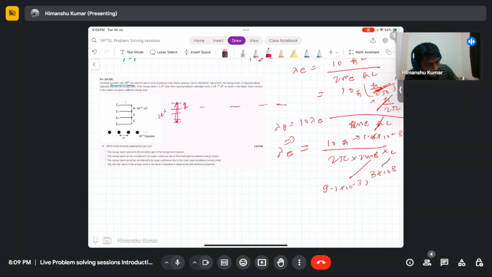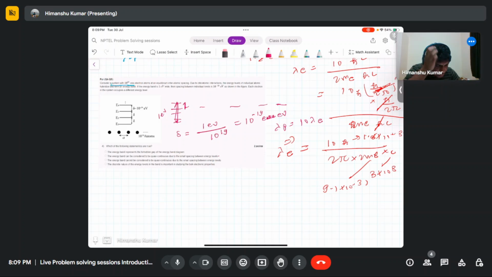So the delta spacing will be of the order of the total spacing, 1 electron volt, divided by the total number of atoms, 10 to the power 19, which will be equal to 10 to the power minus 19 electron volt. So this fine energy spacing will be there.